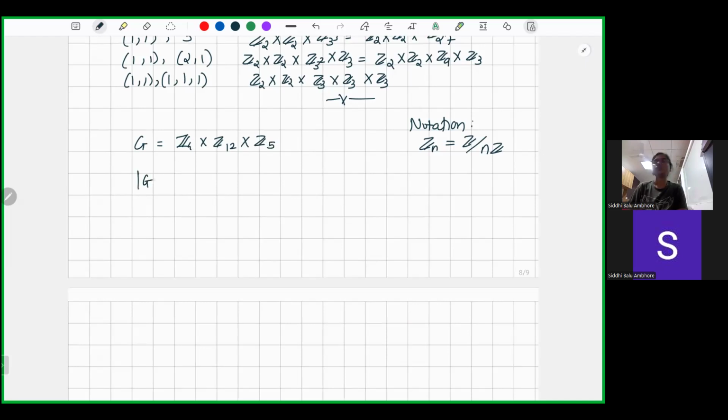Okay, and this is definitely an abelian group of some finite order. So what is the order of this group? This is 4 into 12 into 5. So this is 2 square into 2 square 3 into 5. So this is 2 power 4, 3 into 5.